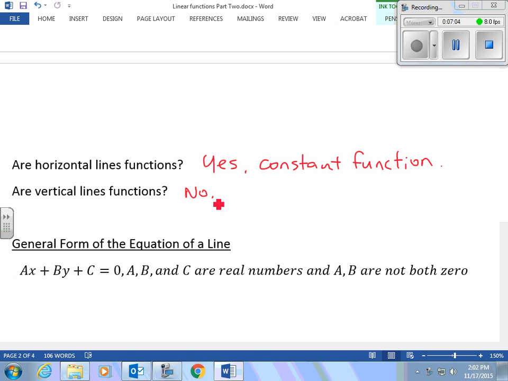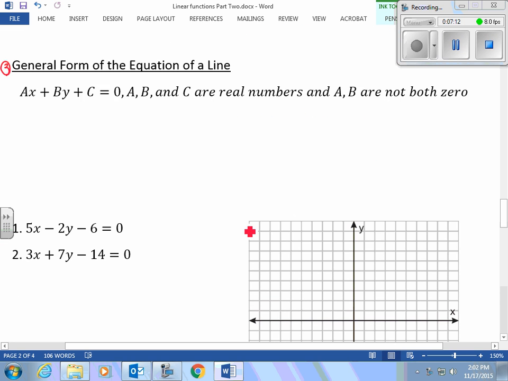All right, so this is actually the third form of the equation of a line, the general form for an equation of a line. What that form does is it moves everything to the left of the equal sign and then equals 0. So we have ax plus by plus c equals 0. A, b, and c are real numbers, and a and b are not both 0. That means one can be 0, but not both can be 0.